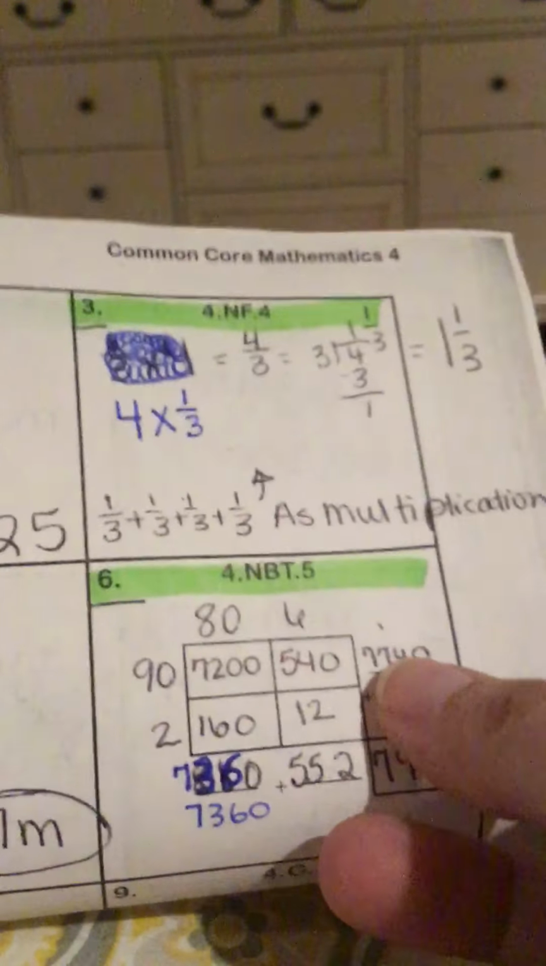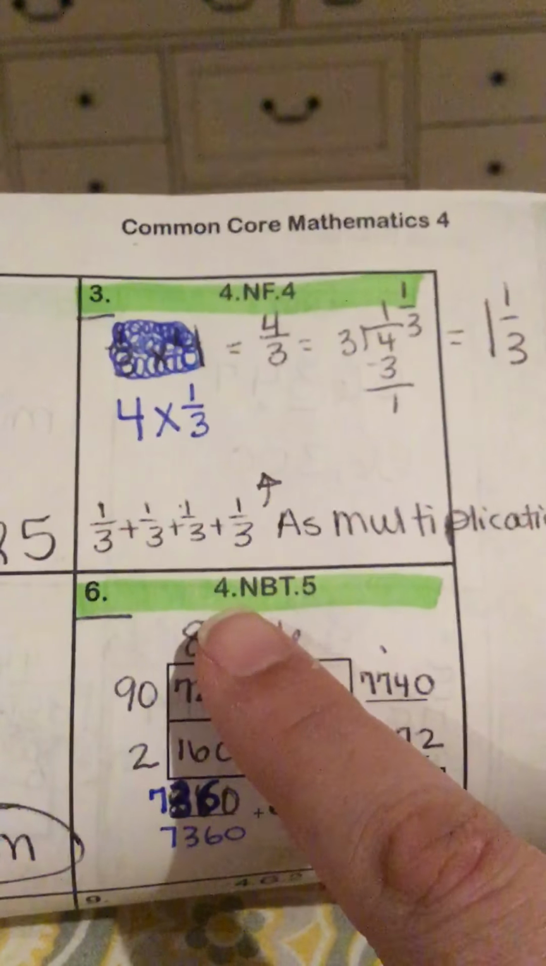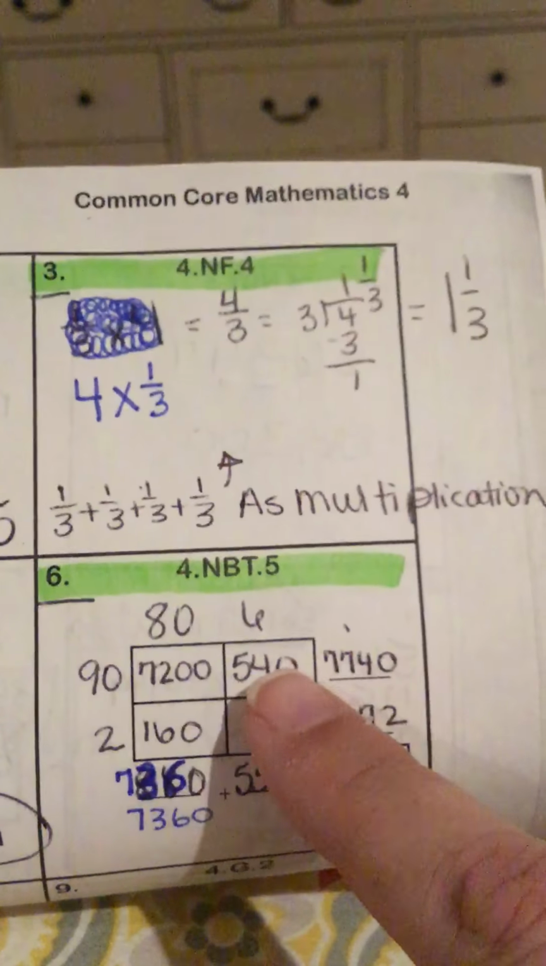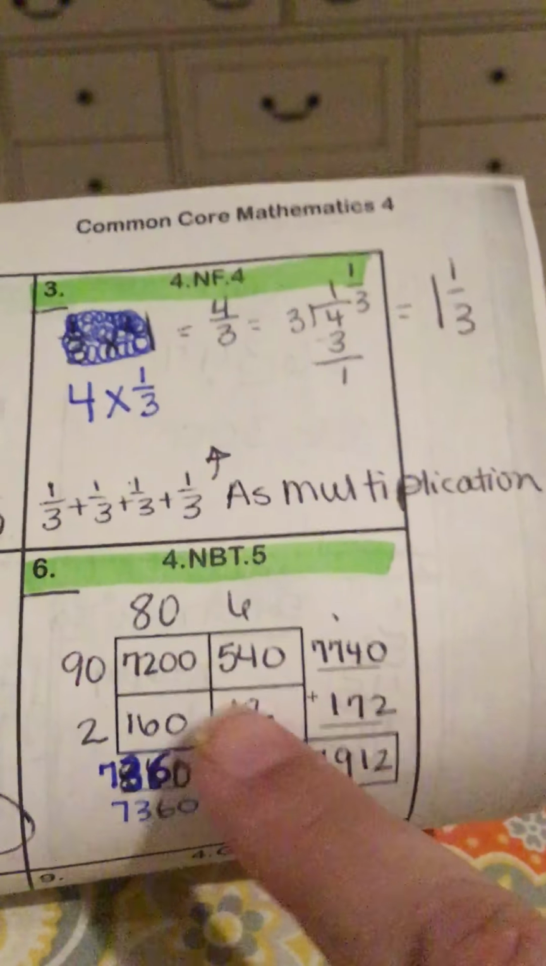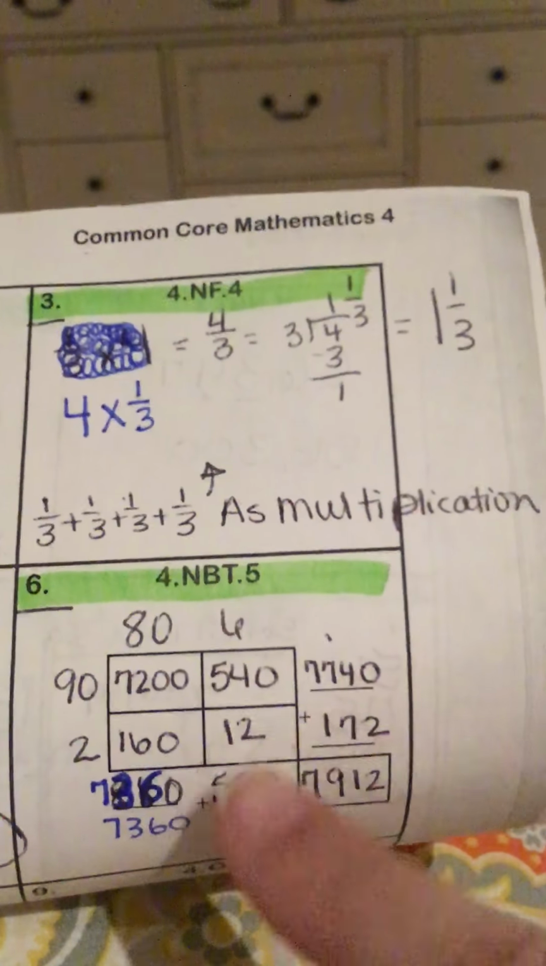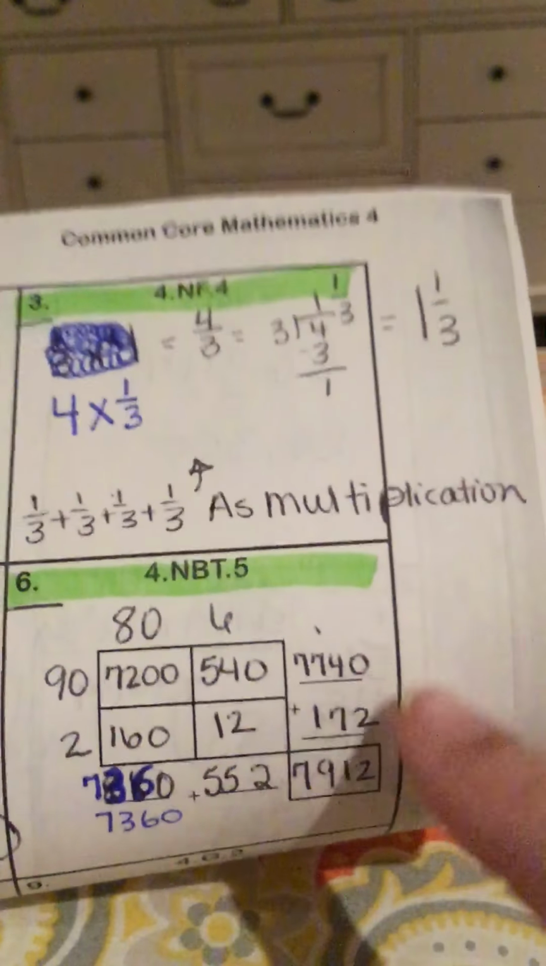This is the matrix problem that we've been working on for a while. The 80 comes down, the 90 goes across to multiply. 6 times 90 in this box, 6 times 2 in this box, 80 times 2 here, and then of course you would add those values across and then down as well. They should both equal the same.